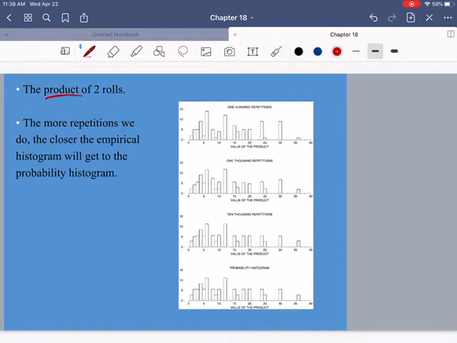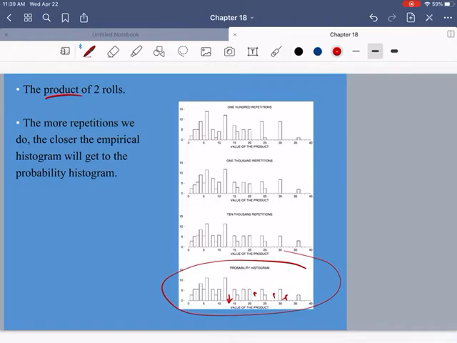It works even for products. So this is what we would expect to happen for multiplying the two numbers. Notice there's some gaps here because you can't get 13 from two different numbers on a die by multiplying them together, because 13 is prime. Same thing with these gaps and these gaps.